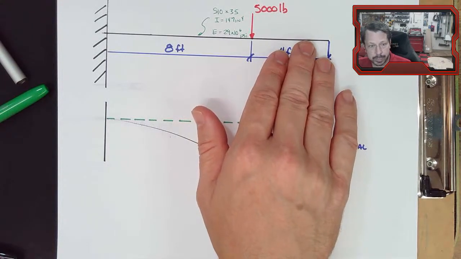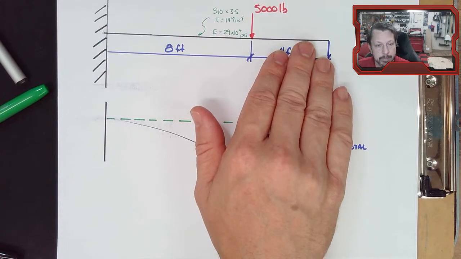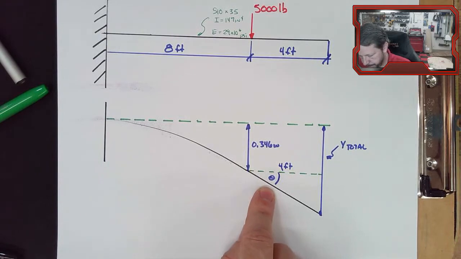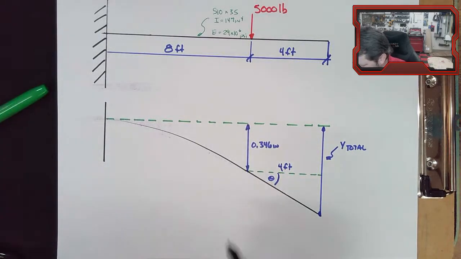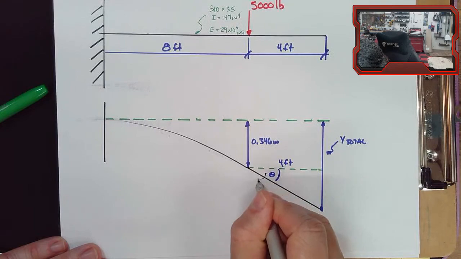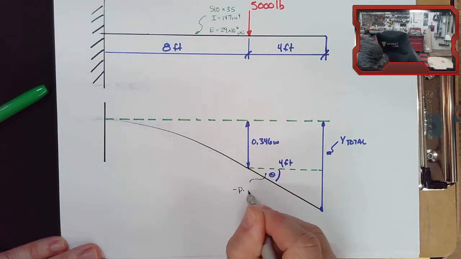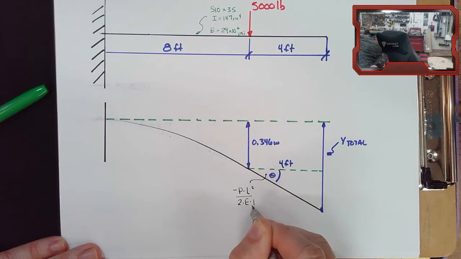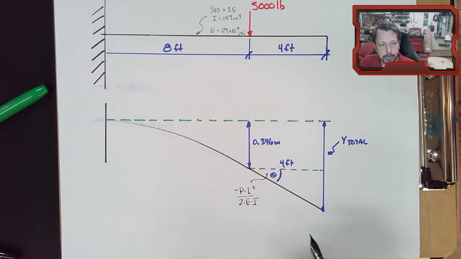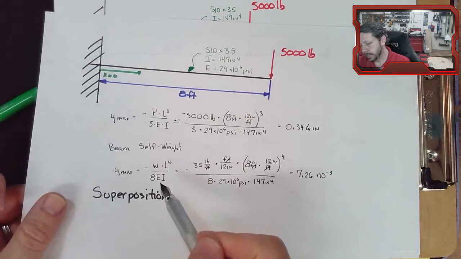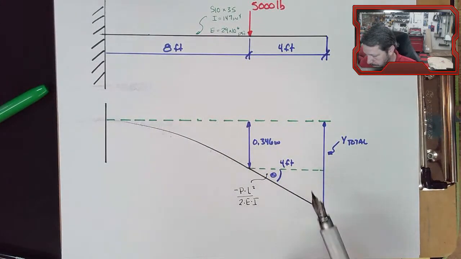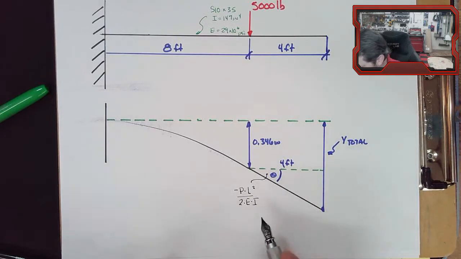So if I do the equation, it's negative PL squared over 2EI, that will give me this slope right here. So this theta is negative PL squared over 2EI. And that came from the same chart that these other equations came from. And it's just the slope at the end of the beam. So you do have to be careful.